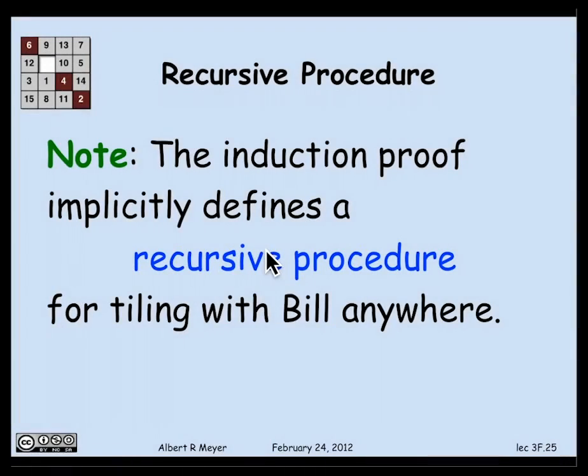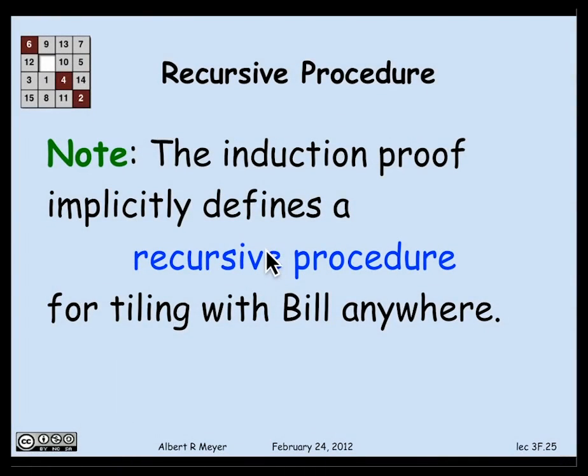Now notice that a part of this process is actually implicitly defining a recursive procedure to do the tiling. If you watch the way the proof went, if I was going to write a recursive procedure to do the tiling, what I would do is say, okay, you give me input n plus 1, which is the specification of the dimensions of the plaza. Input n means it's 2^n by 2^n. How do I do that?